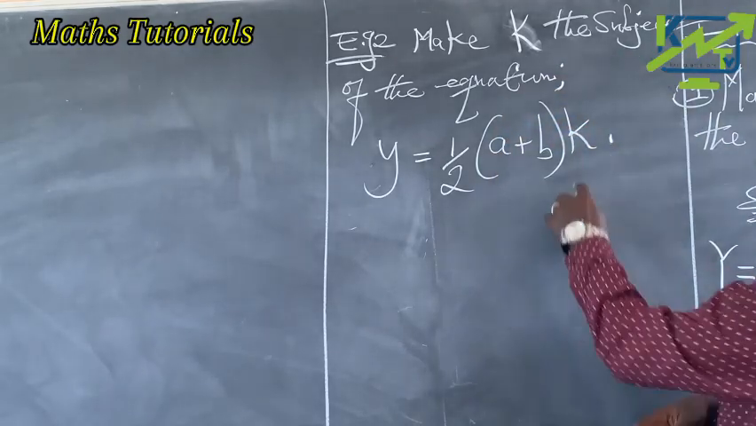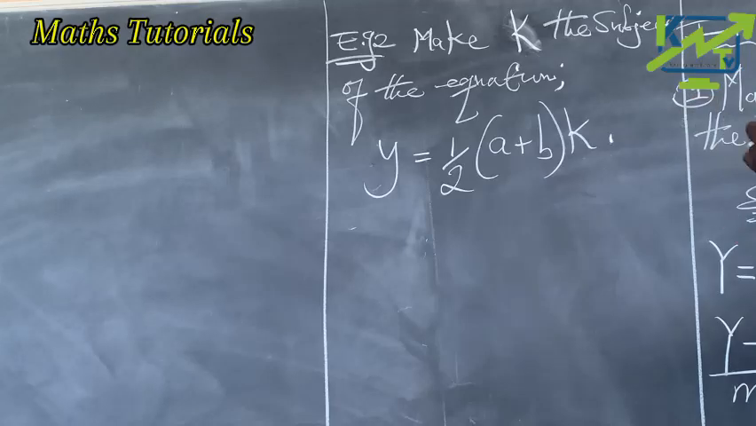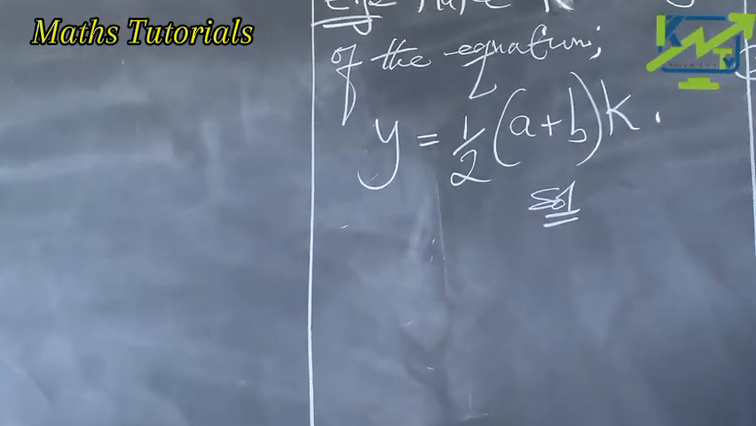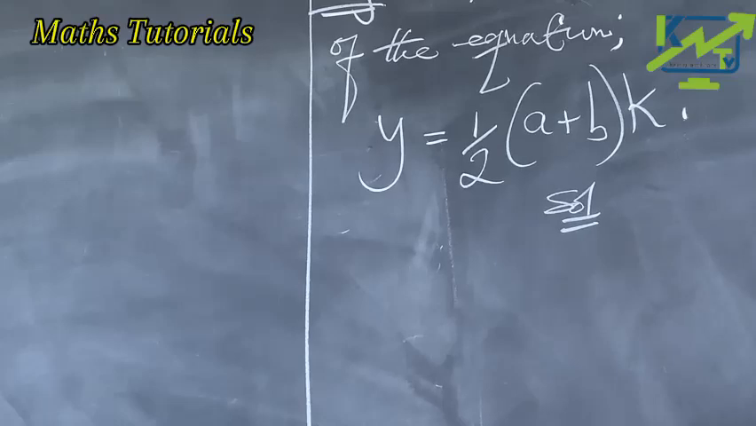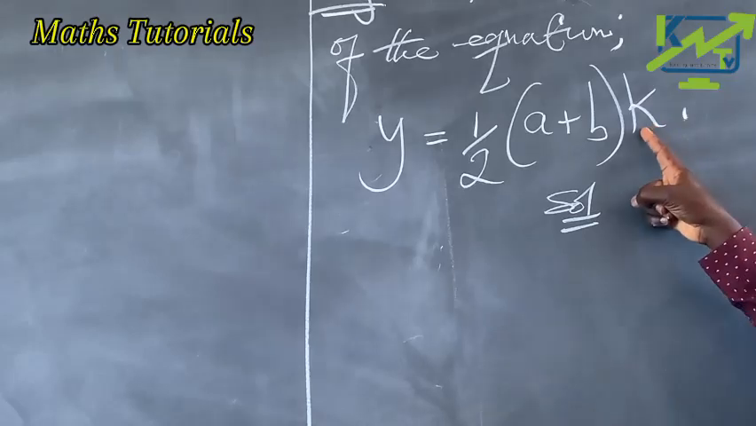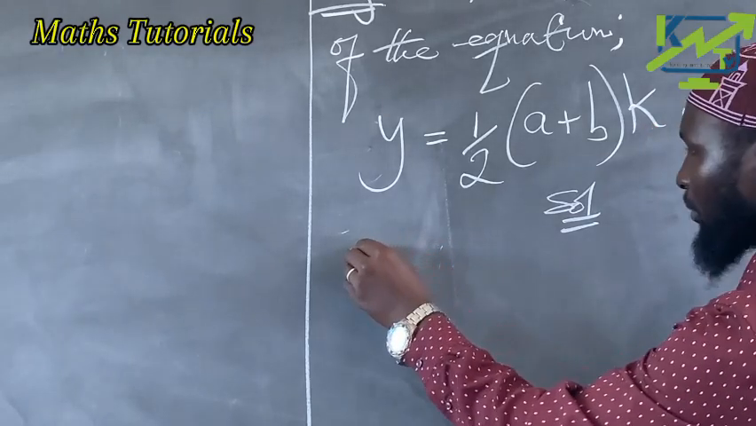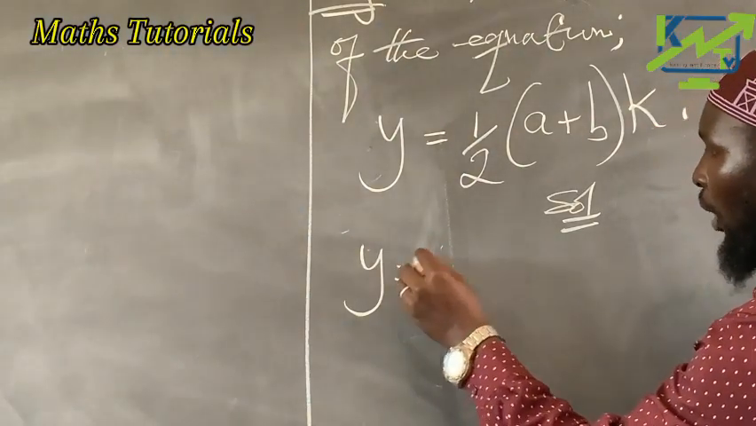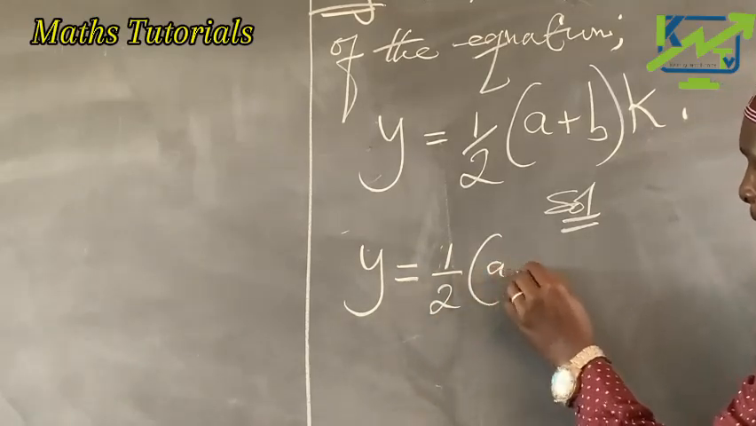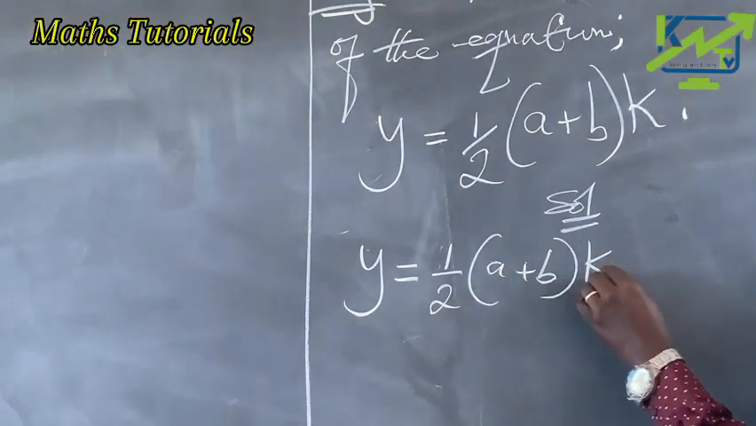Now, the question asks us to make k the subject of the formula. So, solution: we are going to make k the subject of the formula or the equation. Our intention is to make k the subject of the formula, so we are going to start. We said y equals 1 over 2 into a plus b k.